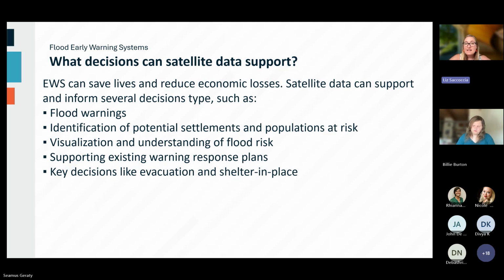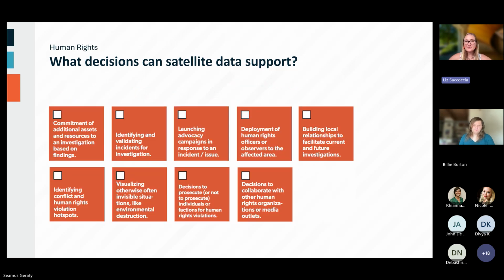We can use satellite data to visualize and understand flood risk and educate in that disaster awareness stage, and support response plans, like through mapping evacuation routes or backup evacuation routes, and supporting key decisions like evacuation or shelter in place in real time. And all of this, the more real-time, up-to-date information is essential in a disaster situation. So, yep. Billy, over to you.